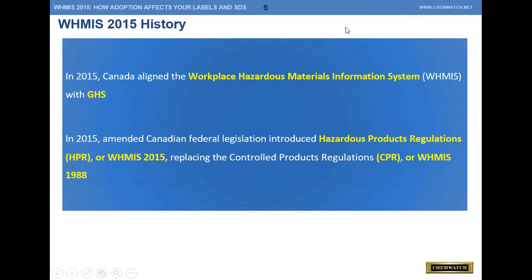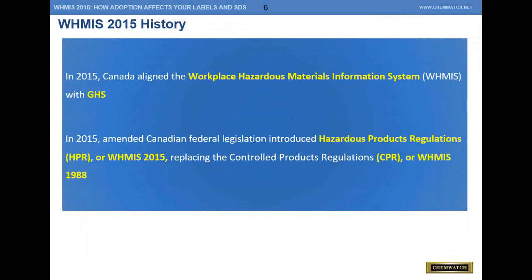So, the history of WHMIS. In 2015, Canada started alignment of their Workplace Hazardous Materials Information System with GHS. This was started by an amended Canadian federal regulation in 2015, and what was introduced is a new regulation class: the Hazardous Products Regulations, or HPR.